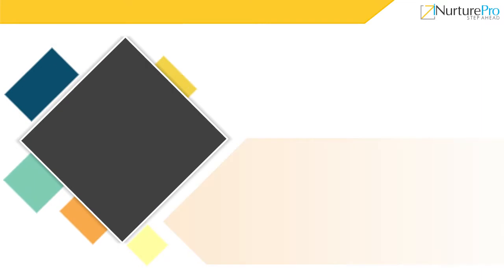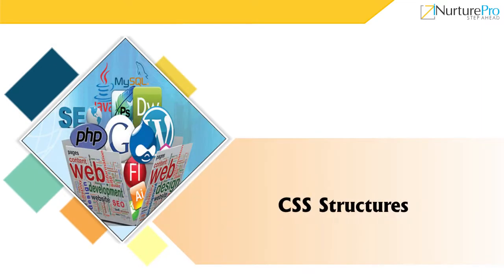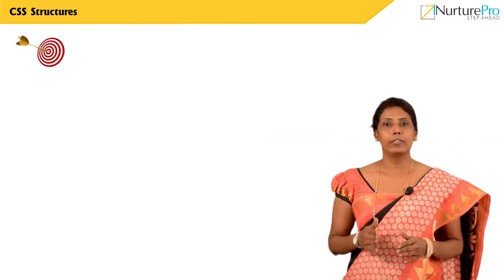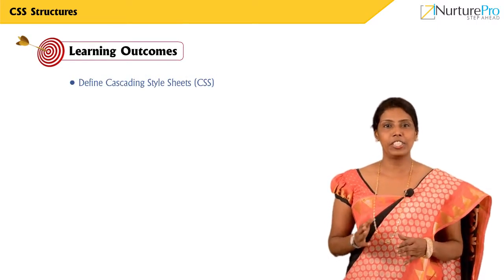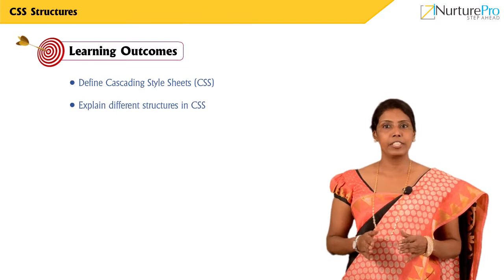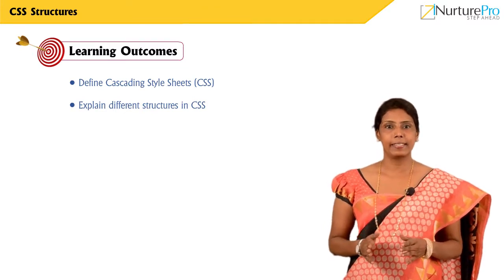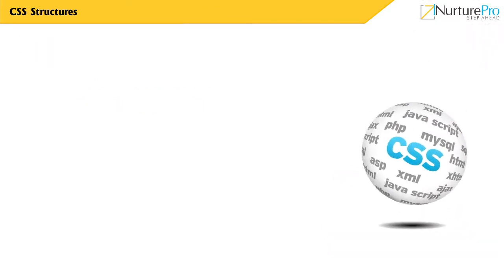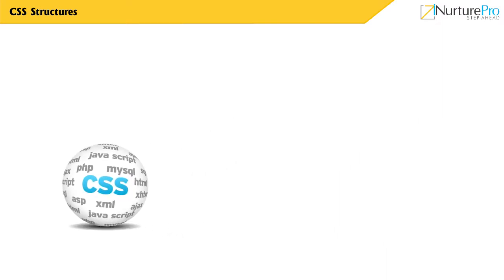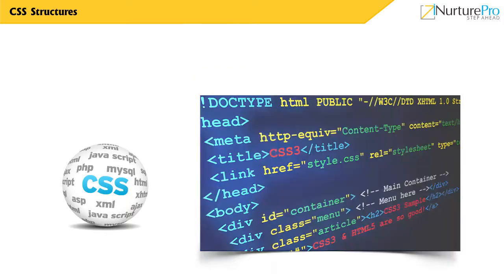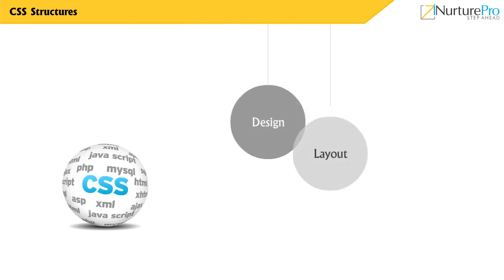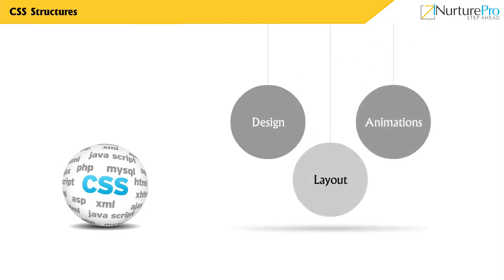In this video, we will discuss CSS and its structure. At the end of this video, you will be able to define cascading style sheets and explain different structures in CSS. Cascading style sheets is a language used for the presentation of a document written in a markup language. CSS allows controlling the style of the web page like design, layout and animations.